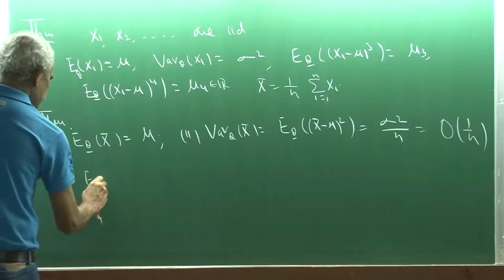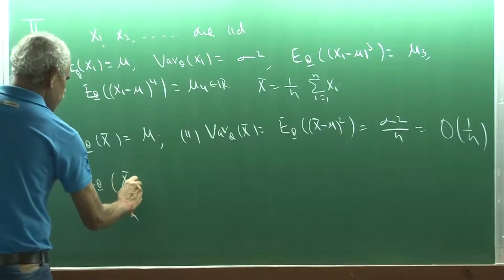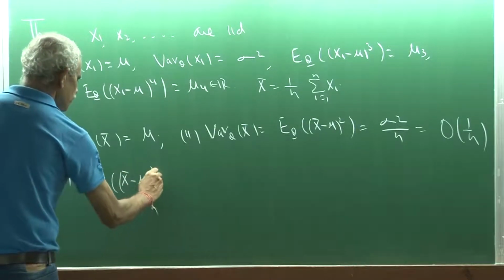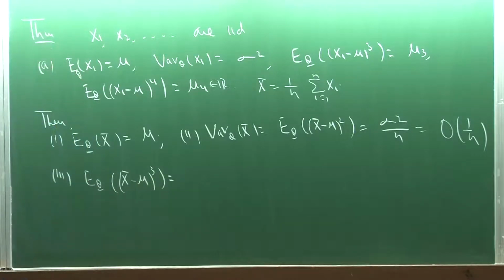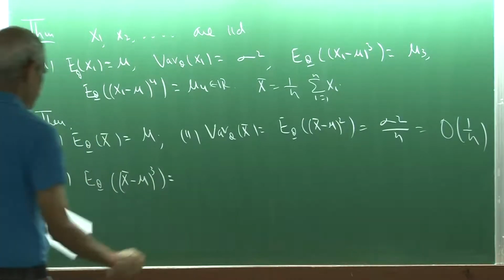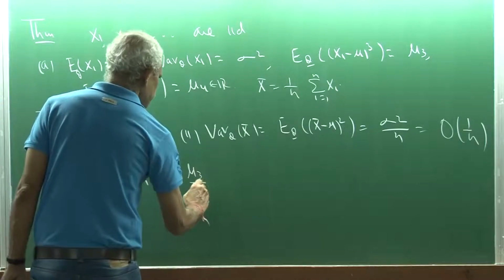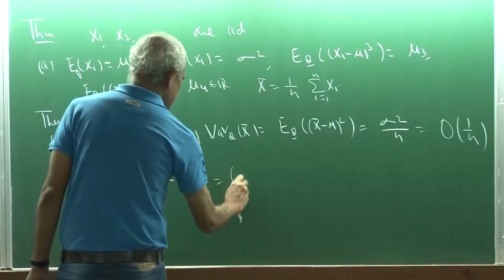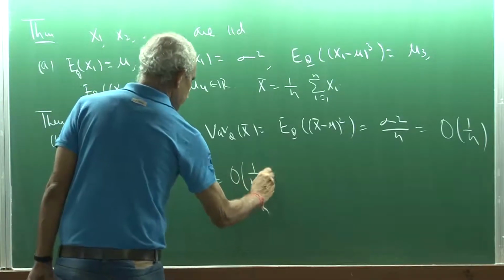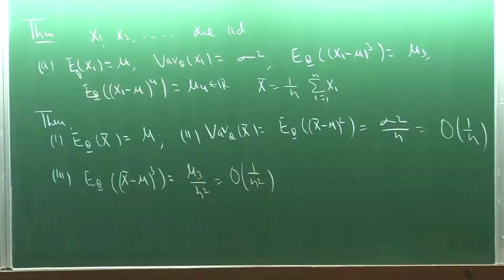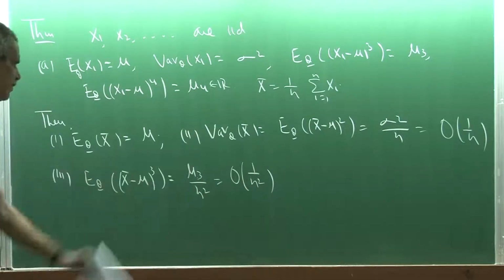What is the third central moment? Expected value of (X bar minus mu) whole cube. This you know is mu 3 upon n square, which is big O of 1 upon n square. Right? It is mu 3 upon n square, because n square times this goes to mu 3.